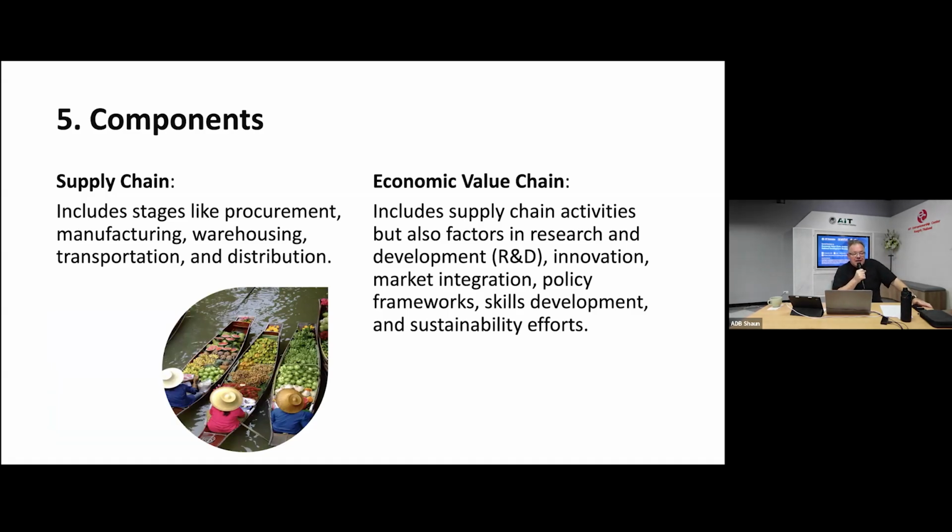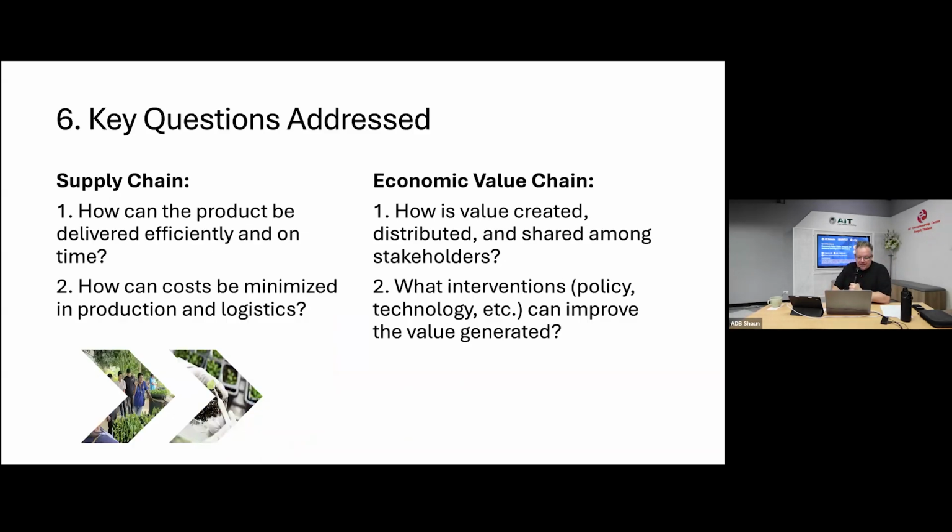But in an economic value chain, we spend a lot of time talking about factors like research and development, innovation activities, market integration, policy frameworks, the way that governments and other agencies get involved in securing that value and ensuring that value can thrive, skills development, sustainability efforts, the full spectrum of broader ideas.